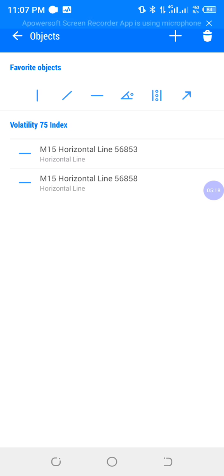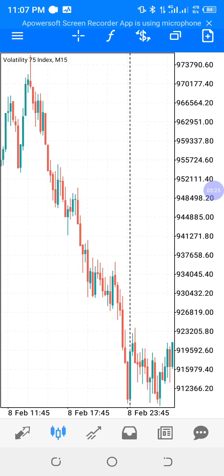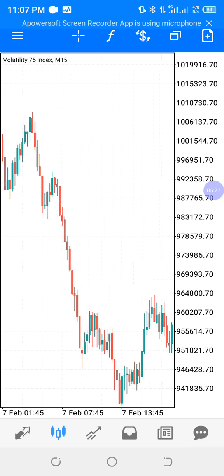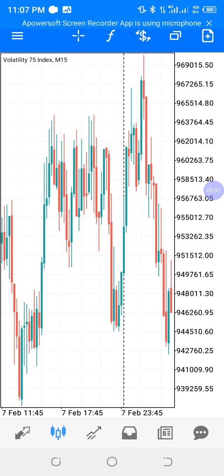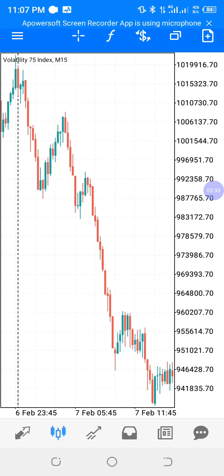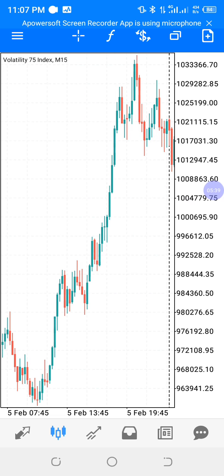Let's look for another opportunity here. Okay, on the 15 minutes chart, let's look for another opportunity. What you always look for is where the market is ranging, where there's a ranging market, and the higher the range, the higher the breakout. The force of the breakout will be very huge.